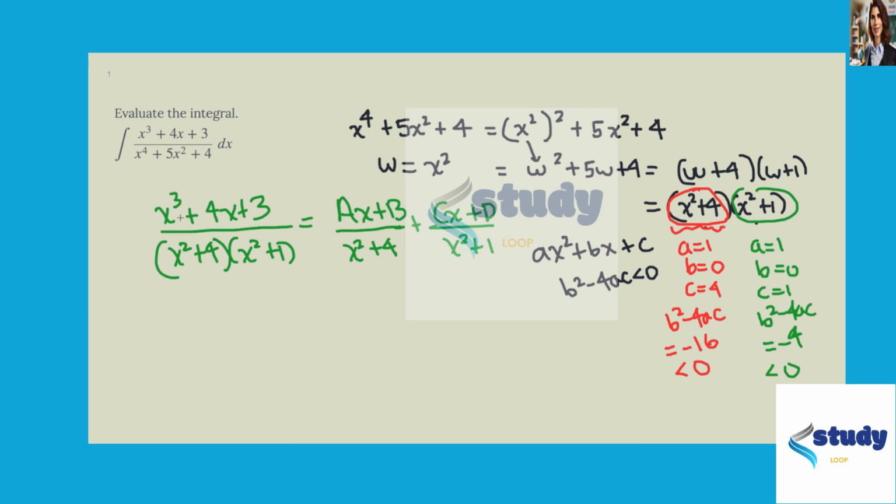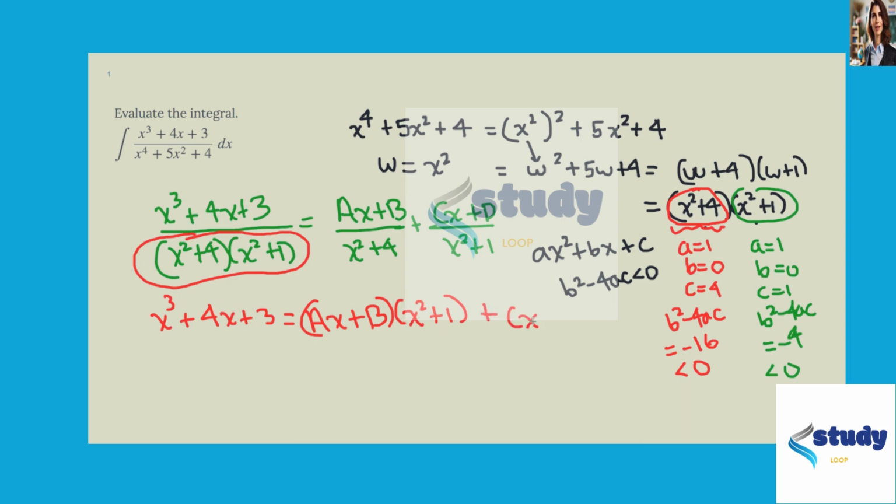So taking this new equation over here, let's go ahead and multiply both sides by this denominator on the left. After doing so, on the left, we're just left over with the numerator. But on the right, we have ax plus b, x squared plus 1, and then we have cx plus d, and then x squared plus 4. So let's just go ahead and multiply out and simplify as much as we can.